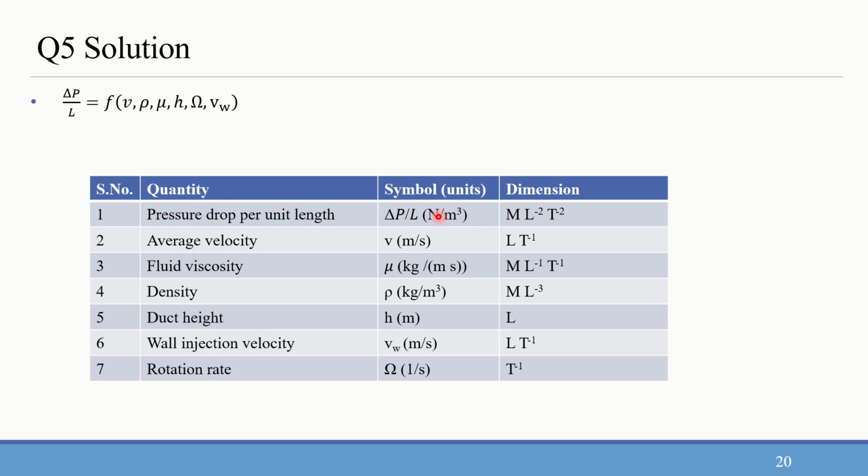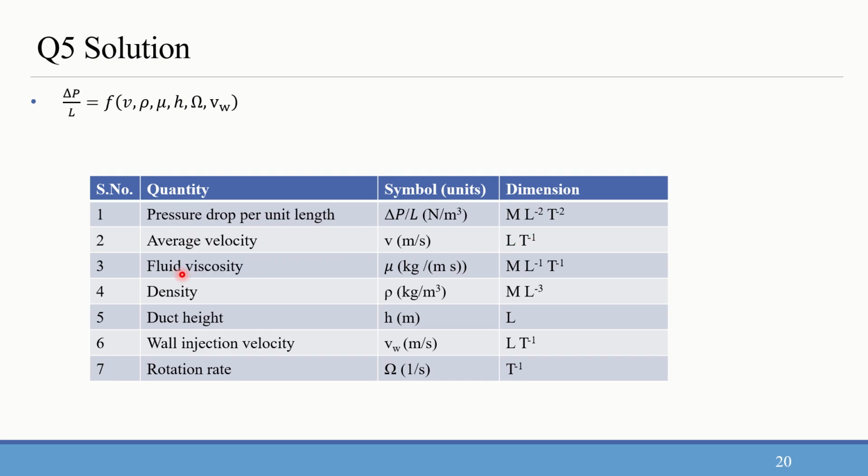If we write it out, we get kg meter per second square divided by meter cube. So it becomes kg per meter square second square. So it is M, L to the minus 2, and per second square, so it is T to the minus 2. Second one is average velocity V, in meters per second, so it is L T to the power minus 1.